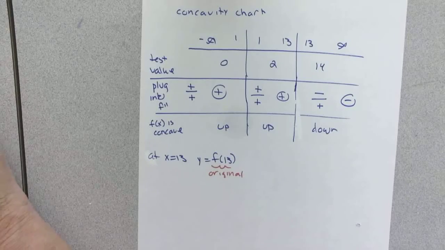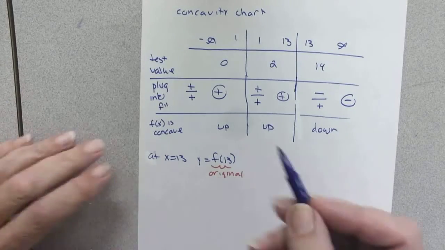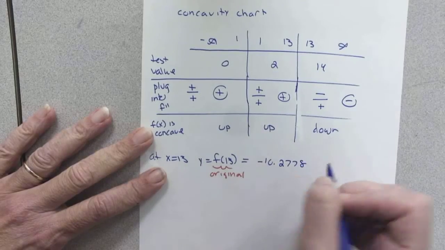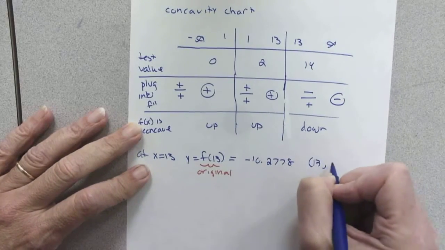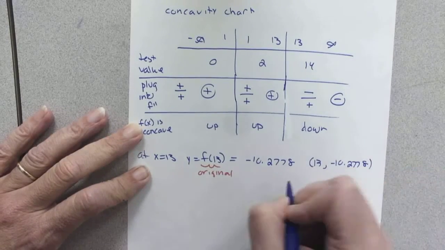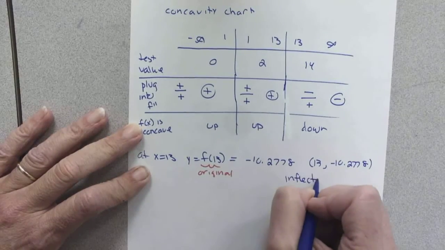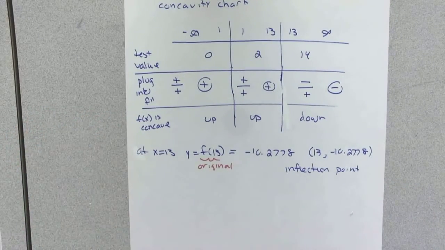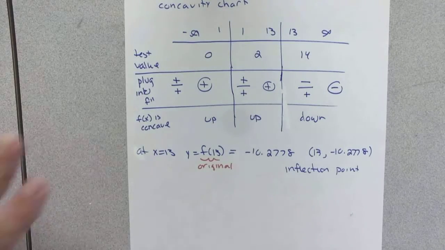If I plug 13 in there, I get roughly negative 10.2778. And so 13, negative 10.2778 is an inflection point. And there's all my concavity work. So now, because this was a fraction, I'm going to go on to my asymptote work.